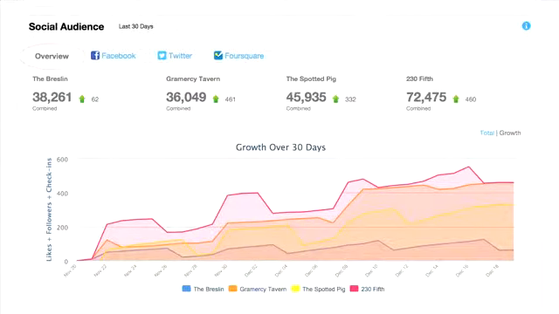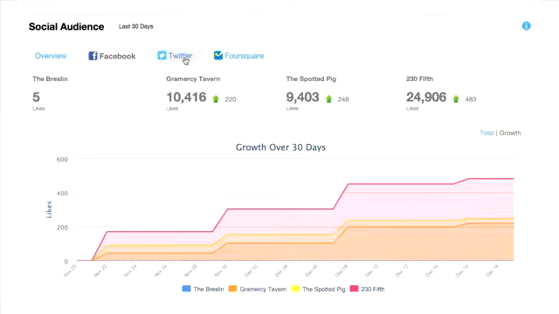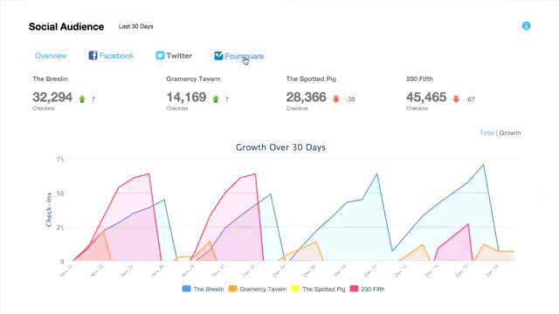The Overview tab depicts a general social media graph for you and your competitors. This is calculated by adding together each business's Facebook likes, Twitter followers, Foursquare check-ins, and illustrates the results on this graph. You can also monitor each business's performance on individual social sites by navigating through the tabs.